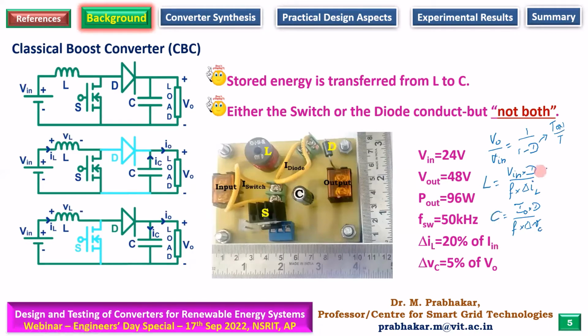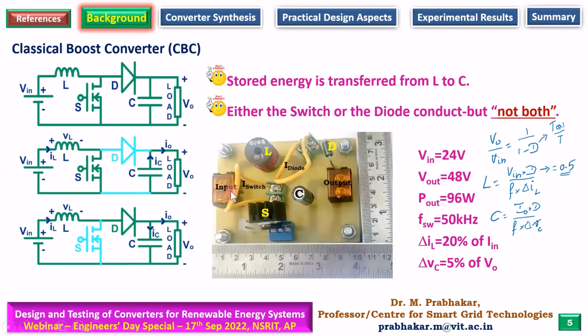D in this case is going to be equal to 0.5. We can easily compute that. So we have to operate the switch: turn it on for some time, turn it off for the same duration. That gives you D equal to 0.5.